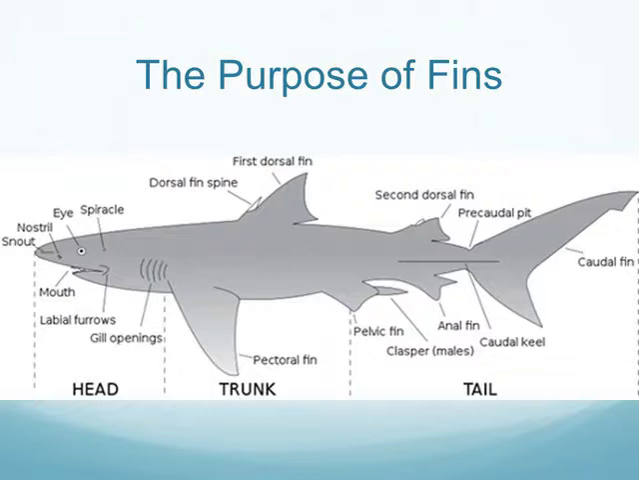The dorsal fin is kind of like a rudder, in the sense that it keeps the organism going straight. And then the pelvic and anal fins mainly serve a similar purpose of making sure that the shark stays straight and doesn't flip over or do funny stuff like that.